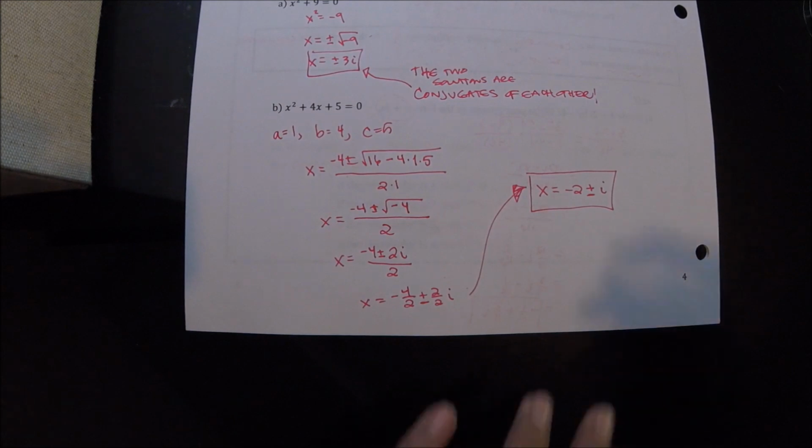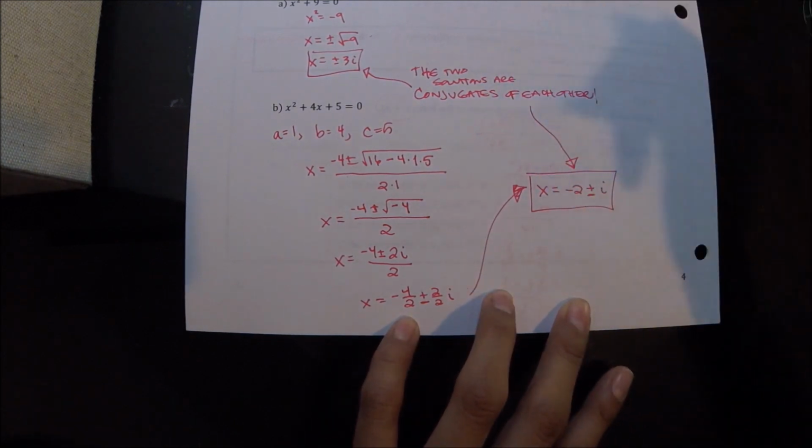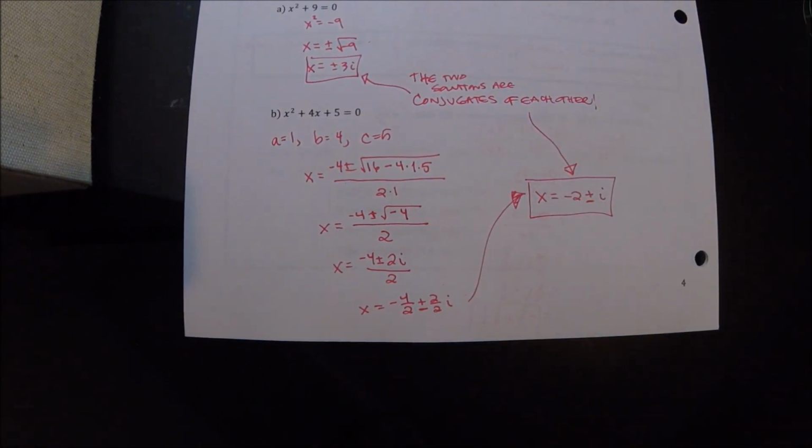Well, once again, the two solutions are conjugates of each other, and that will always happen. If you know that one particular complex number is a solution to the quadratic, then its conjugate will always be a solution as well. Complex solutions always come in pairs of conjugates. Okay, so that concludes the 3.5 note outline.